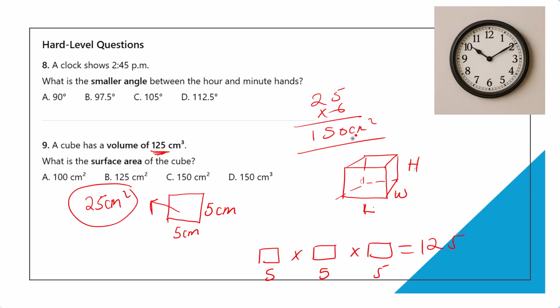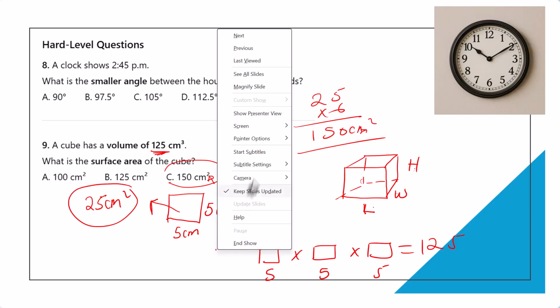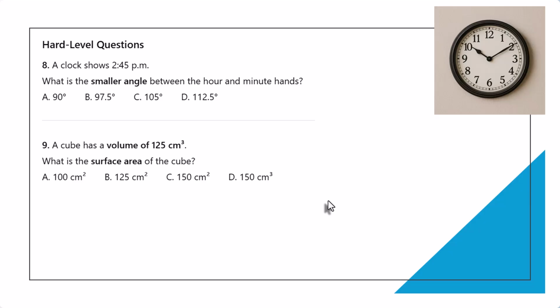That is what we are saying. And that's going to be this one here, right? Area, we normally use a 2 because it's 2-dimensional. Volume, we use 3 because it's 3-dimensional. So the answer is 150 centimeters square. This 3 is for volume, right? So the answer is C.